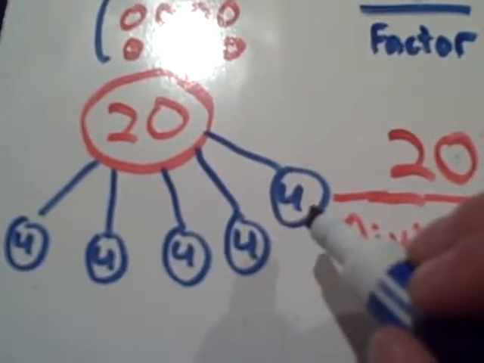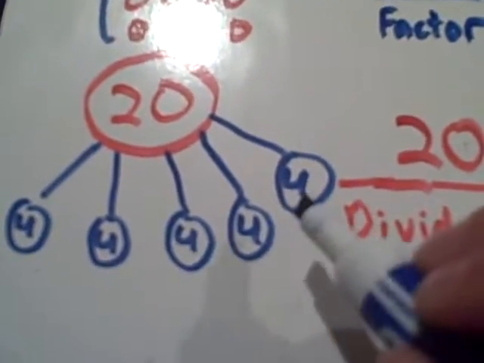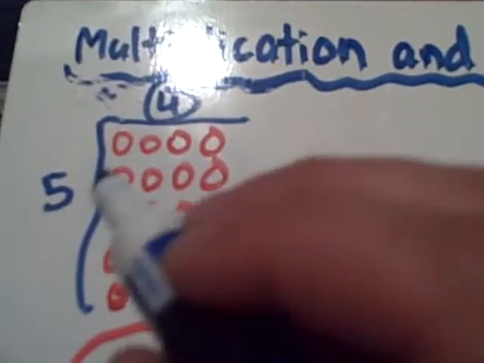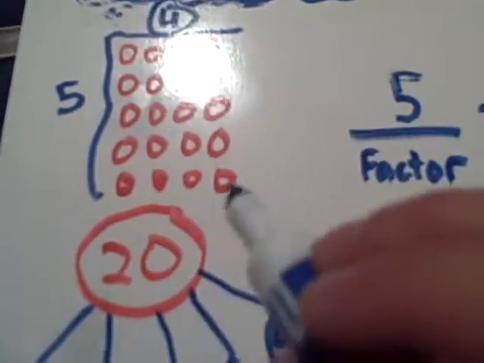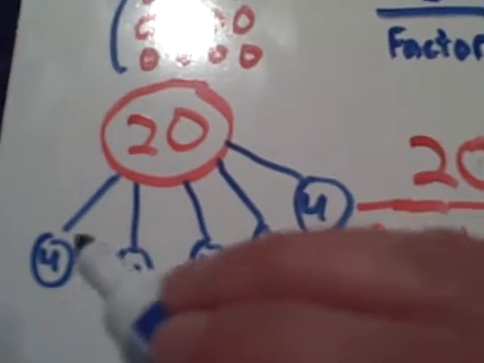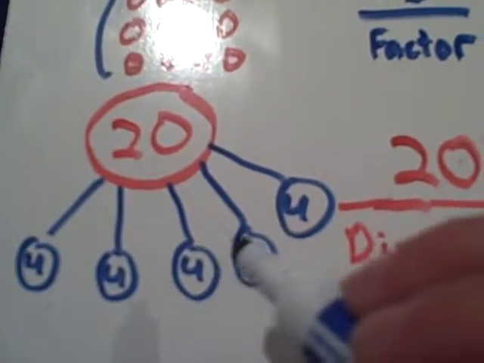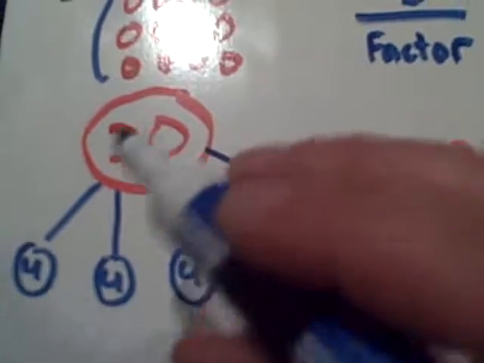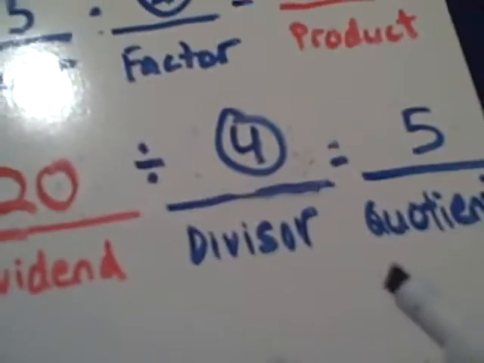And how do I find my answer? Well, I count how many groups I have. Instead of counting how many rows I have of 4, I count how many groups of 4 I have. And that way you're not drawing all those pictures. So 1, 2, 3, 4, 5. 20 divided by 4 equals 5.